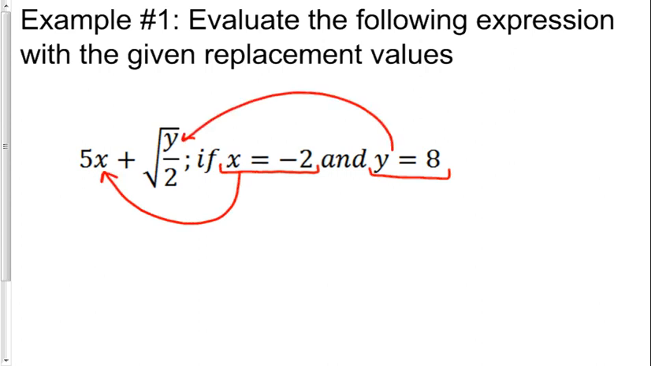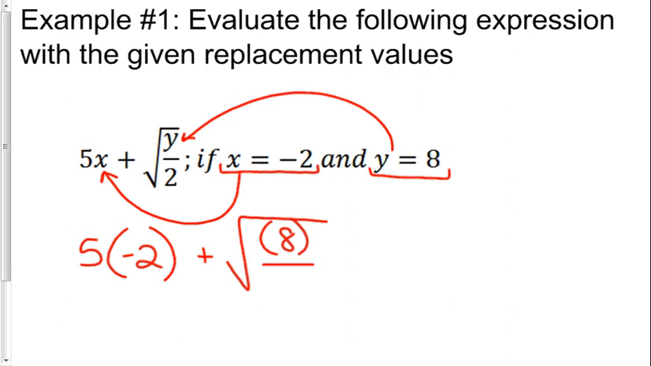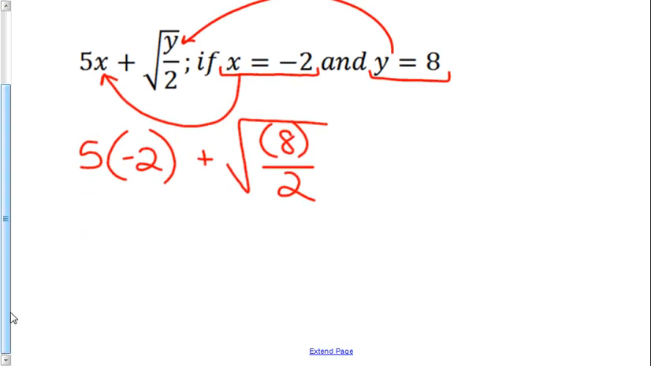When you plug these in, get in the habit of putting them in parentheses. So in 5, instead of x, I'm going to put parentheses -2. And then I'm going to have a square root instead of y. I'm going to have parentheses 8 divided by 2. Now, there are some cases where parentheses aren't needed. However, it's better to get in the habit of putting parentheses even if they are not needed. It's better to do that than to not have parentheses when they are needed. So even though here this 8 under the square root doesn't really need to be in parentheses, it's better that it is than it isn't.